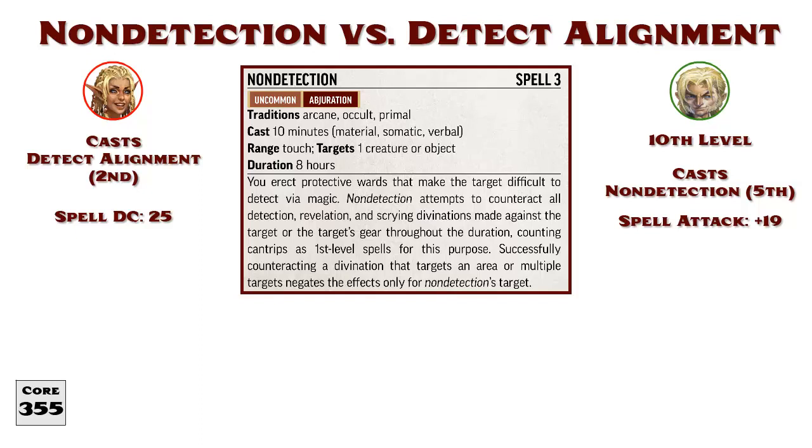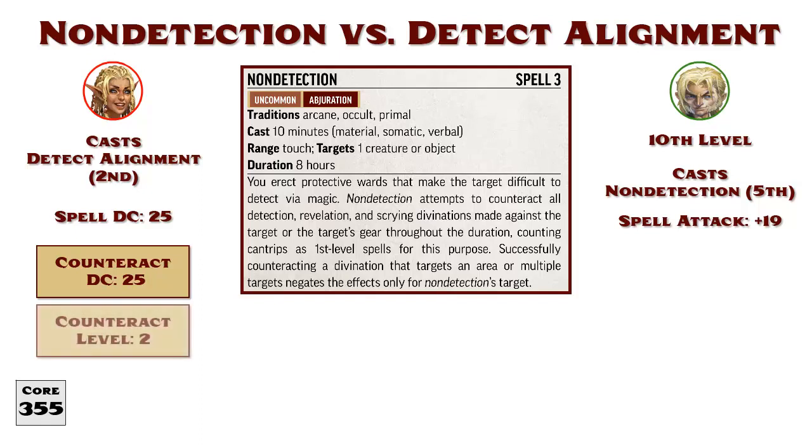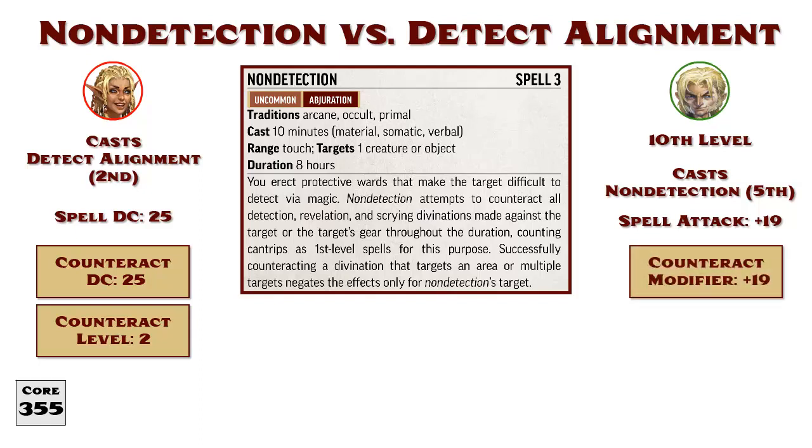The priestess's spell DC is 25. So unless there are any special bonuses or penalties included in that, her counteract DC will also be 25. And she casts Detect Alignment heightened to 2nd level, so her counteract level is 2. Lim's spell attack bonus is plus 19. Therefore, again barring any special modifiers, his counteract modifier will also be 19. And he casts his Nondetection spell heightened to 5th level, so his counteract level is 5.